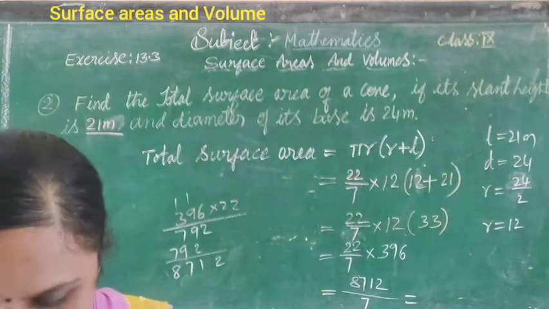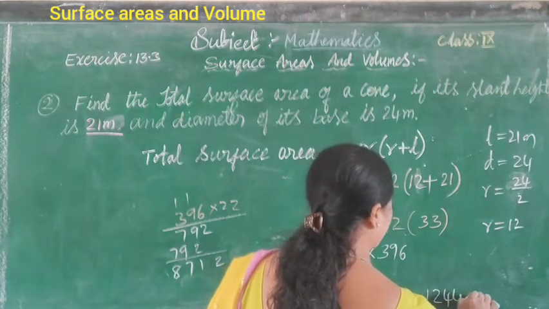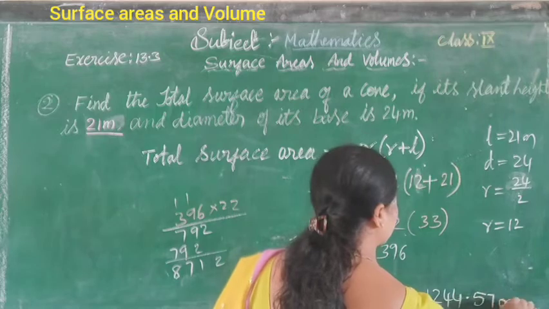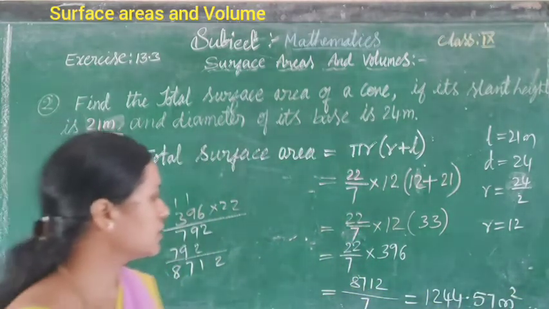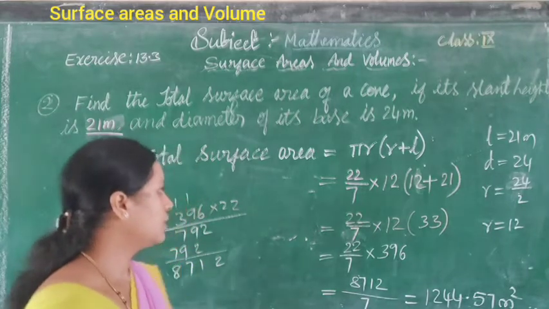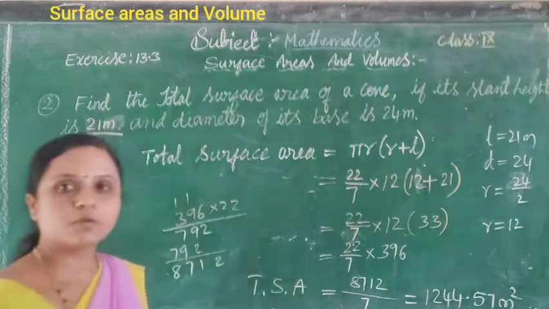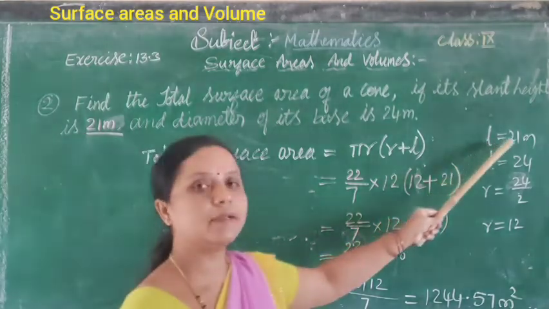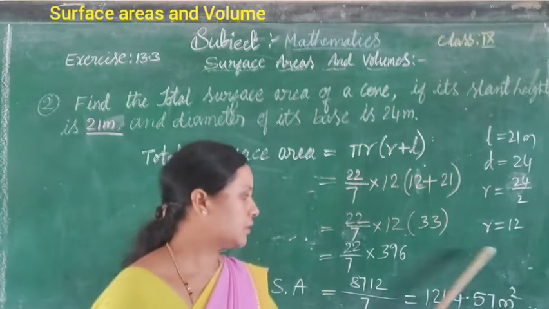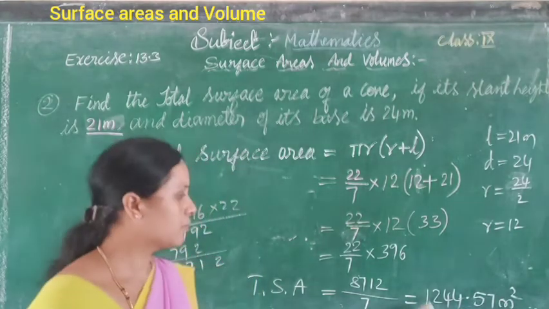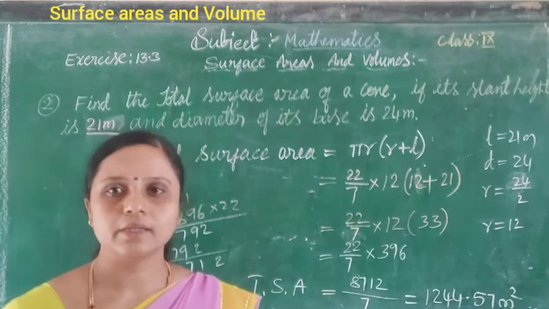Then we get the answer. The answer is 1244.57 meters square. That is the total surface area of a cone while giving the slant height is 21 and radius is 12. This is what the total surface area of a cone. So in this way we can find some other exercise questions.